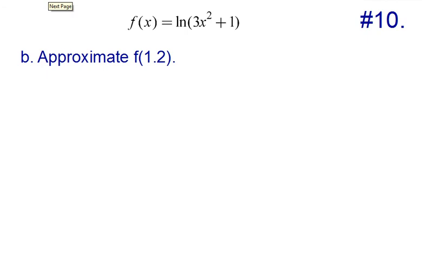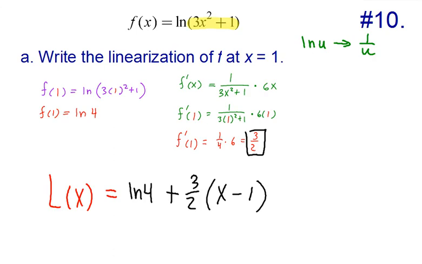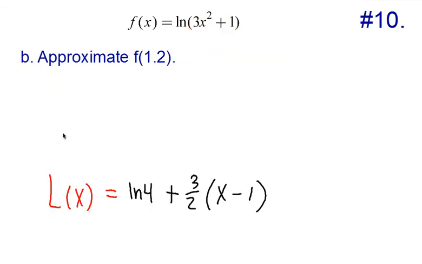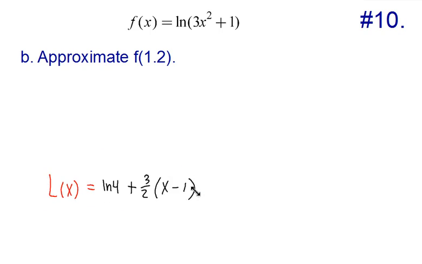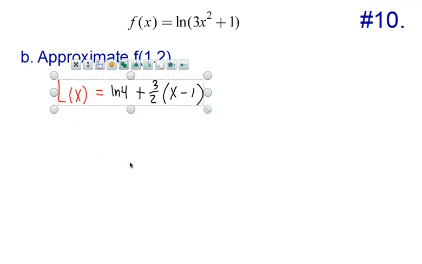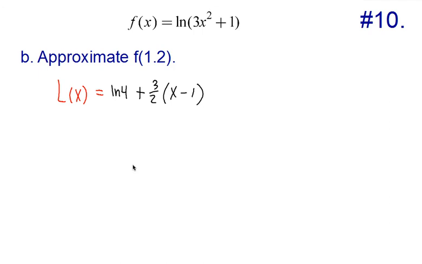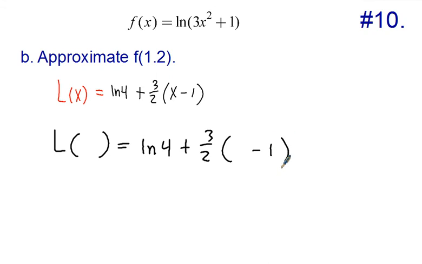Part B. Now we'd like to use that linearization to find an approximation to the function. Okay, so let me go ahead and paste this over to my next screen. Okay, and we can use this linear formula to approximate values that are close to 1. And we're just going to plug in 1.2 as an input.